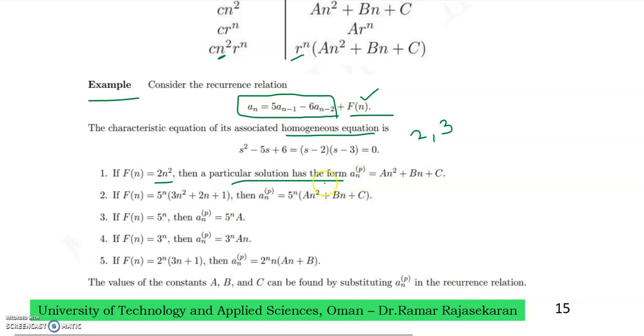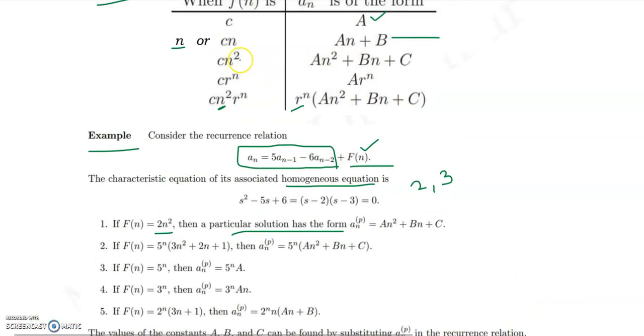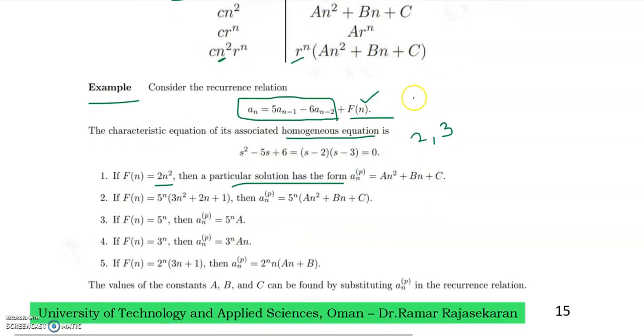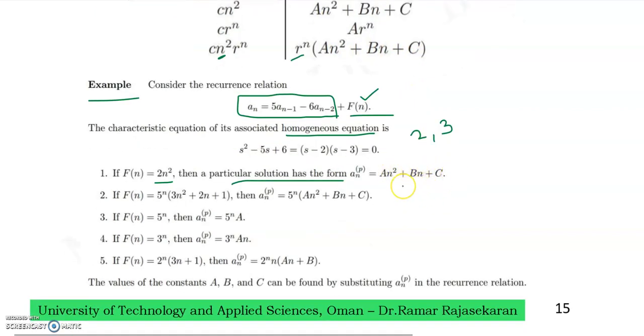How to write? You see, this is n squared. This is quadratic. So what do you write for quadratic? For quadratic, you write an squared plus bn plus c. Finish. Whatever number is given, no issue. Here you see the term n squared, so this is a polynomial of degree 2, so you write the same second degree polynomial, meaning the general form. So what is the general form of the second degree polynomial? This is the form an squared plus bn plus c. So this is the trial function of the particular solution.